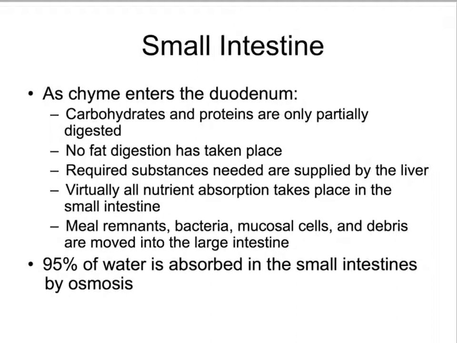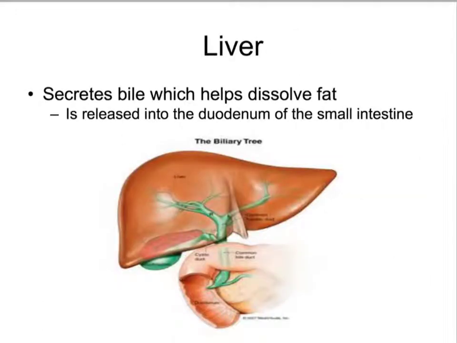Any meal remnants, bacteria, mucosal cells, or debris will be removed by the large intestine. This is also where 95% of the water is reabsorbed in your body. That helps keep you from getting dehydrated. The liver secretes bile, which helps dissolve fat, and it secretes it into the small intestine.